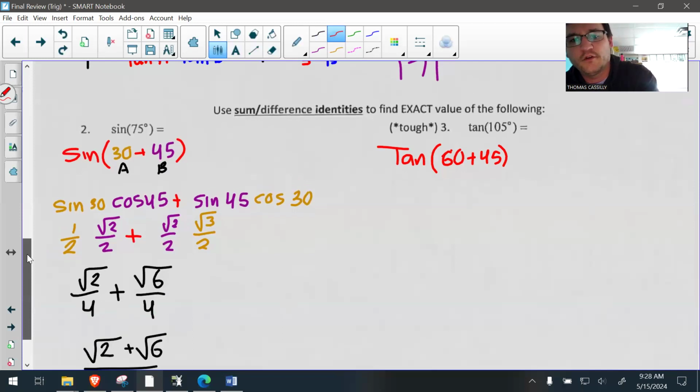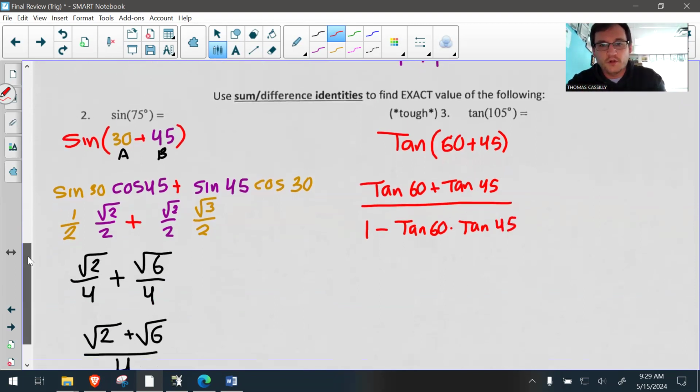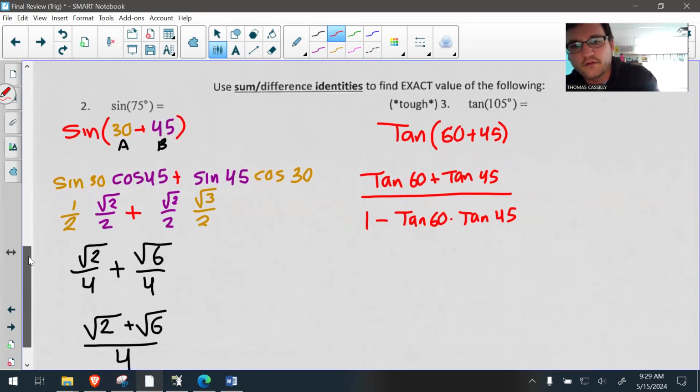It's taking too long. So we know, according to this one, the sum and difference formula, we're going to have the tangent of 60 plus the tangent of 45. Right? All over 1 minus, right? That's where we get that opposite sign, the tangent of 60 times the tangent of 45. Right? So let's just grab all of those numbers. The tangent of 60 degrees is square root of 3.